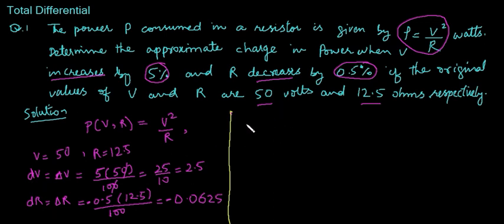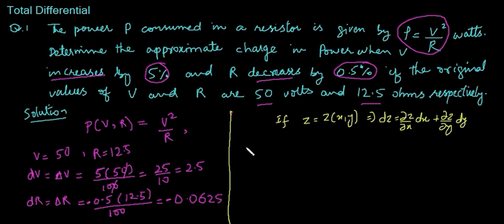So using the formula of total differential, we know that if Z is a function of two variables, such as Z is equal to Z of x comma y, then the total differential dz is actually equal to partial z by partial x dx, plus partial z by partial y dy. So the curly d represents the partial derivative. In a similar manner, when we have the function P, its differential dP will be equal to partial P by partial V dV, plus partial P by partial R dR. So now just substitute the values.